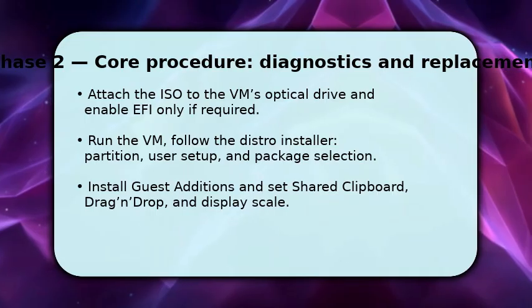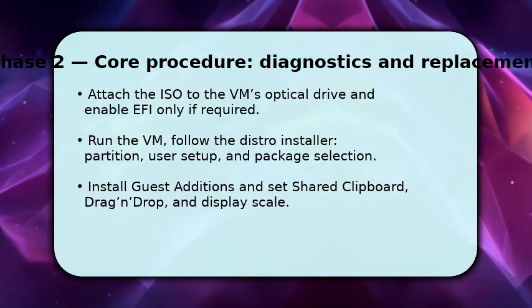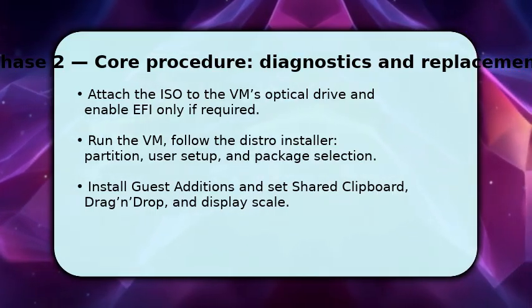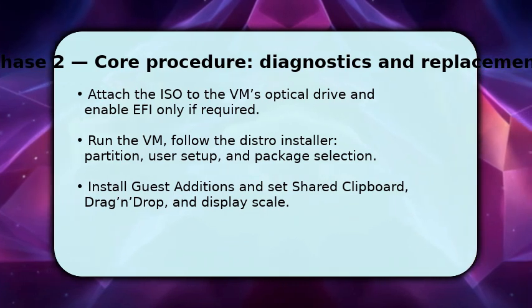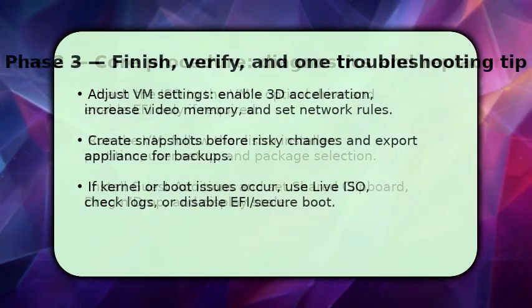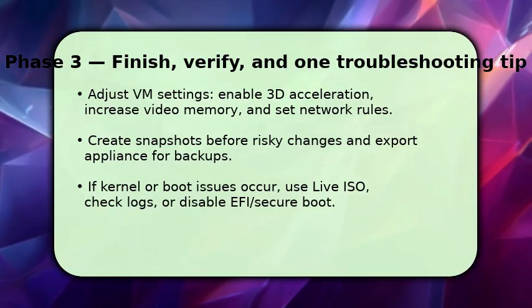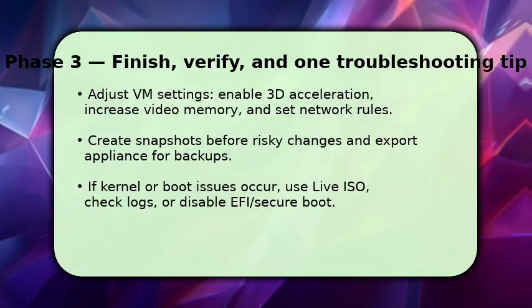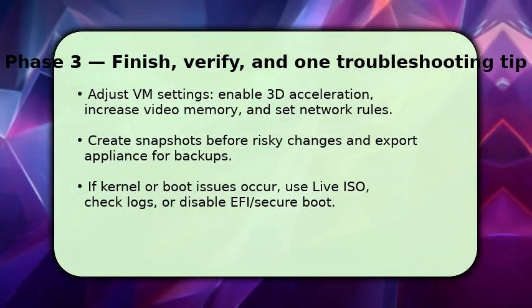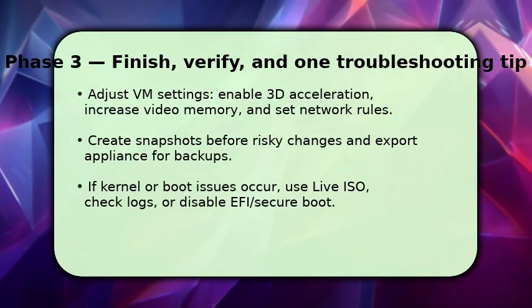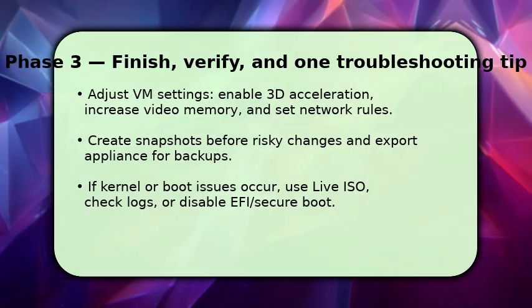and improved video. This enhances performance and makes file transfer seamless between host and guest. You finish by tuning resources, enable 3D acceleration if needed, raise video RAM, and refine CPU or I/O limits. This balances host and guest performance. Make a snapshot so you can revert after experiments and export the appliance for a portable backup.